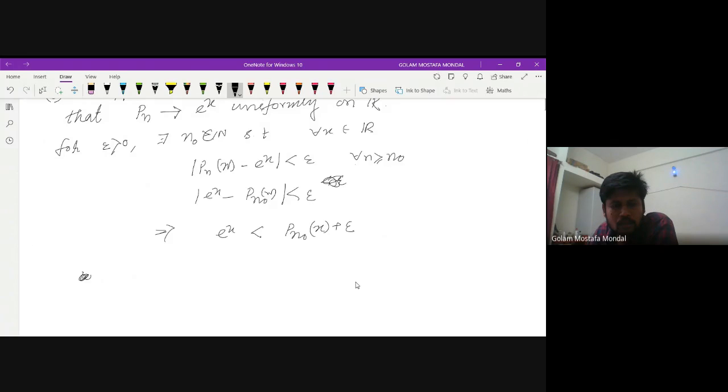And let us assume Pn naught is a polynomial of degree d. Okay, then divide both sides by x to the power d plus 1. So this is Pn naught by x to the power d plus 1 plus epsilon by x to the power d plus 1.